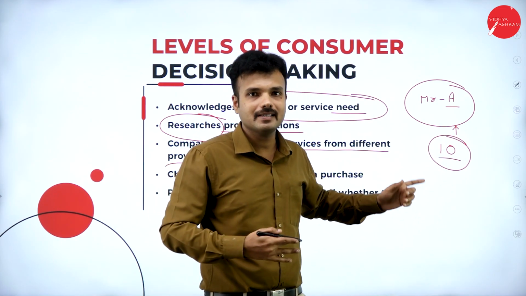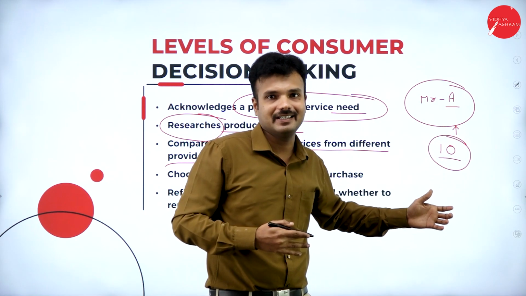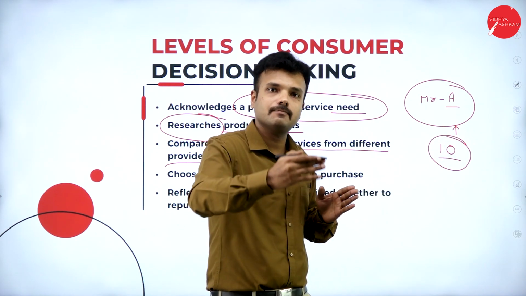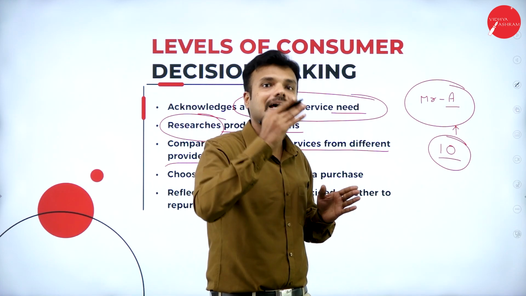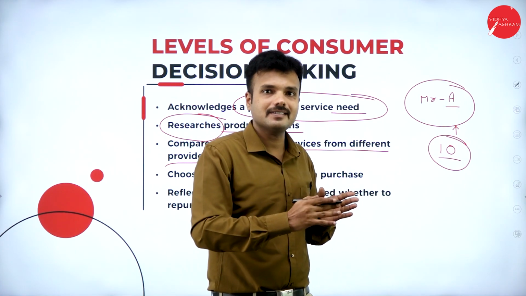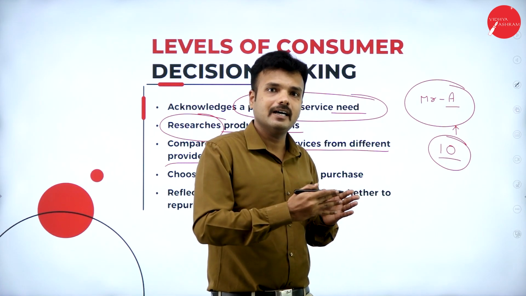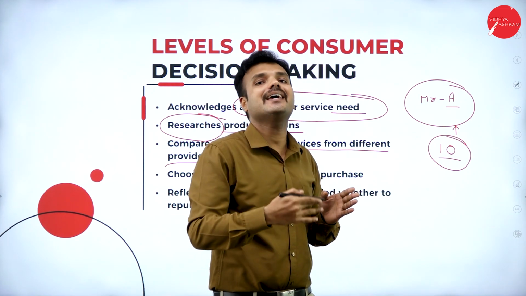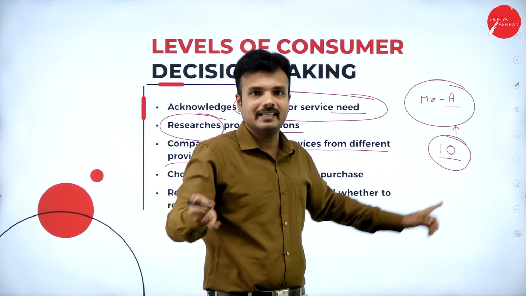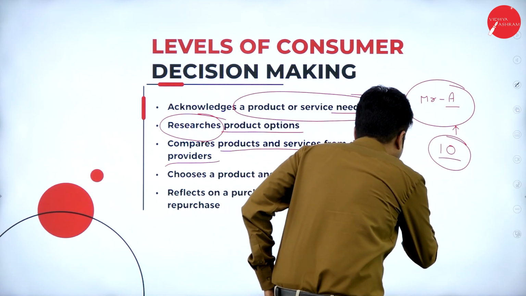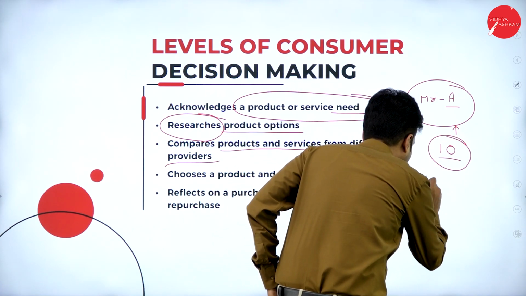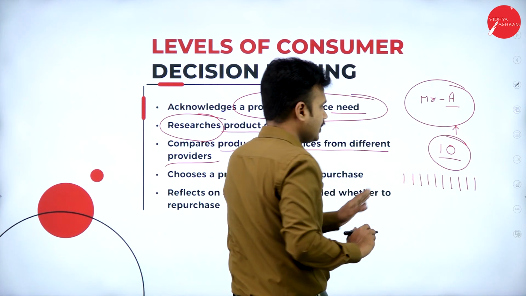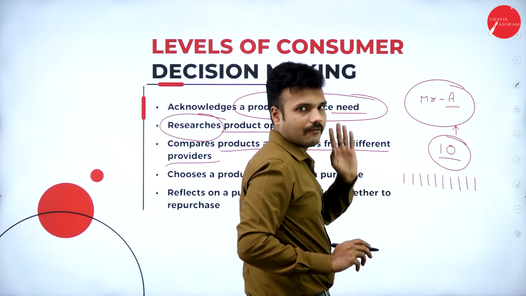The next step is he is going to compare them with each other, as per his requirement, his budget, the standard, his taste and preferences, and the performance of the product. Based on all these criteria, he is going to evaluate the products one against another. For example, there are 10 brands of bike available: 1, 2, 3, 4, 5, 6, 7, 8, 9, 10. Right? So there are 10 brands of bike available.